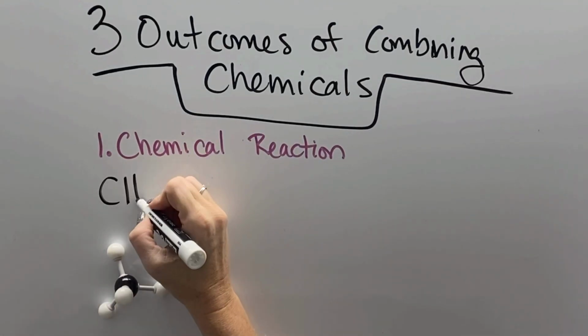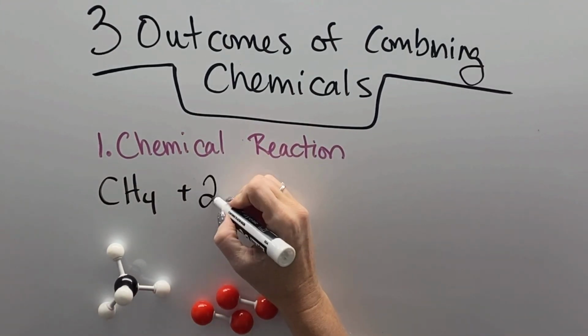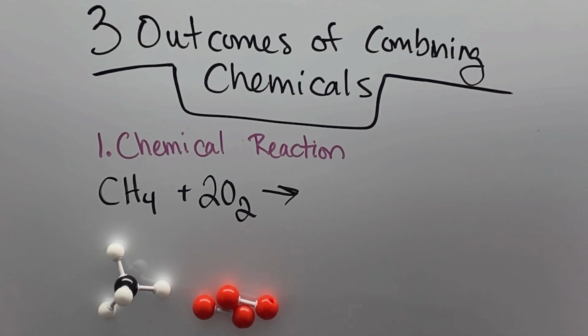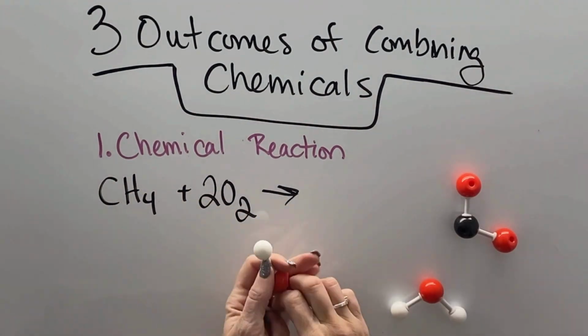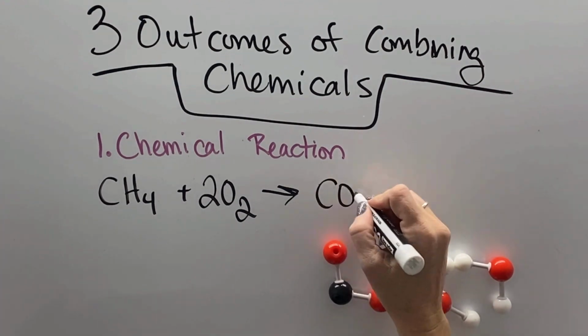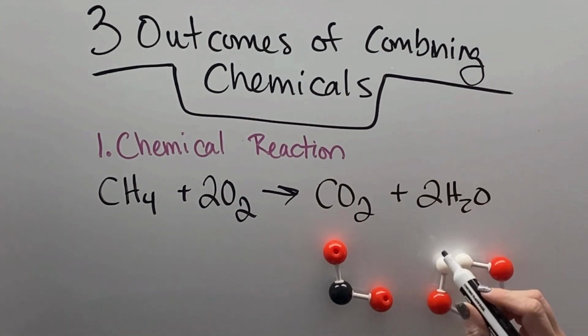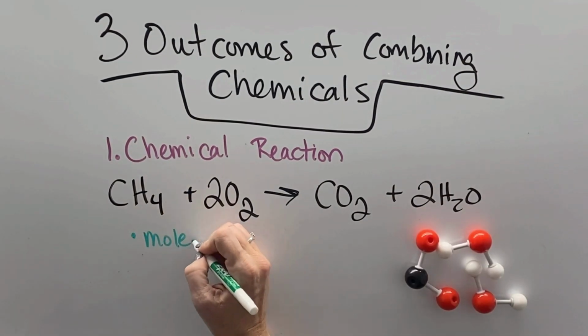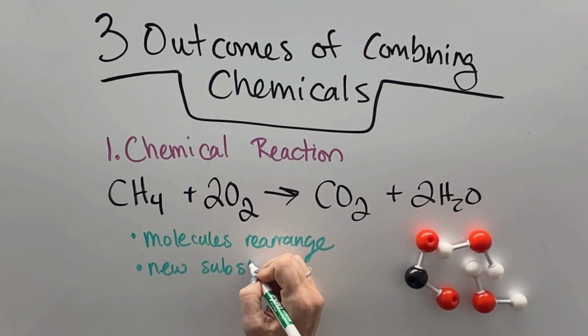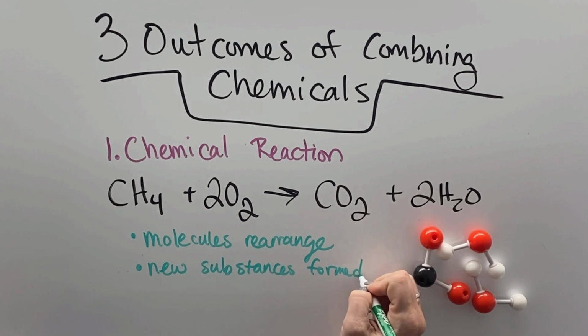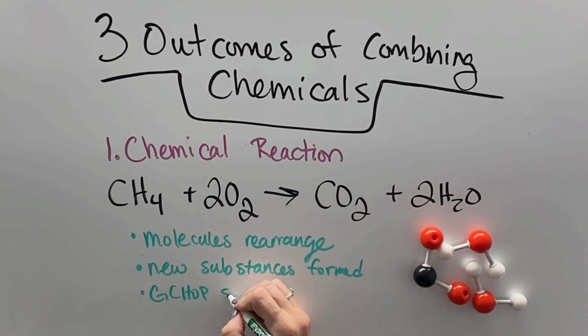There are three outcomes when we combine chemicals. The first one, the most fun one, right, is a chemical reaction. Like if we take methane, CH4, and oxygen and put them into a combustion reaction with each other, they will rearrange and form CO2 and H2O. We can see here that the atoms and the molecules rearranged. We got completely different substances, CO2 and H2O, than we started with, CH4 and O2.